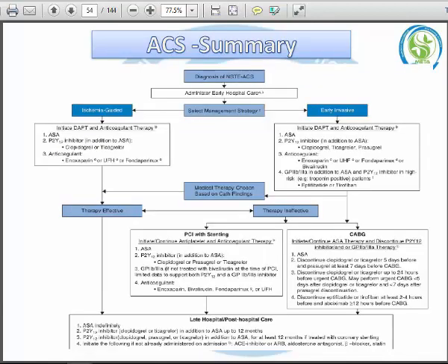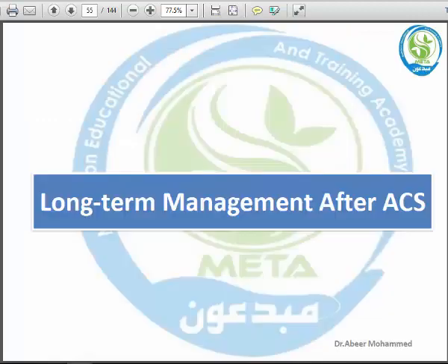In non-ST segment elevation, it depends on selecting a management strategy, either early invasive or ischemia guided. Okay, after the patient recovers from the acute coronary syndrome, for long term, what should I give him?